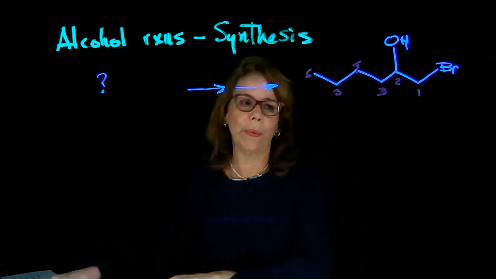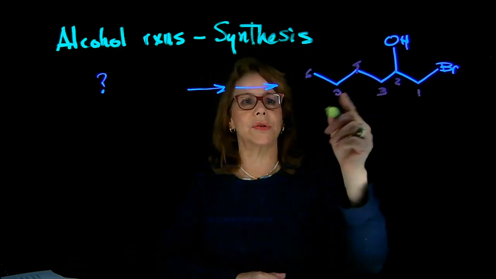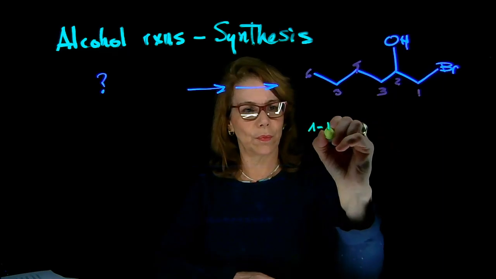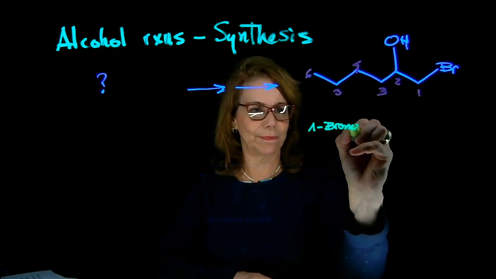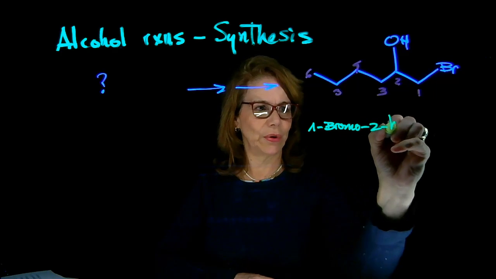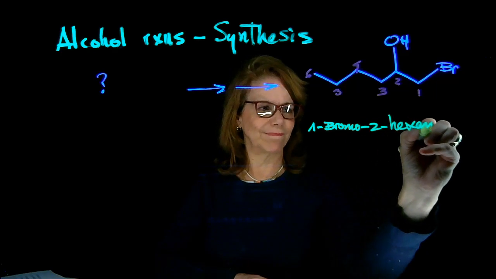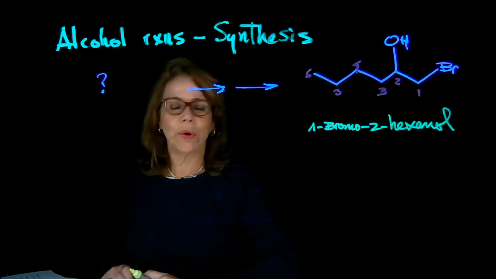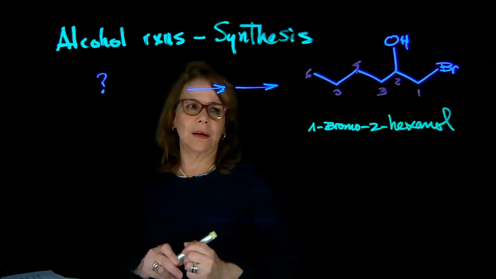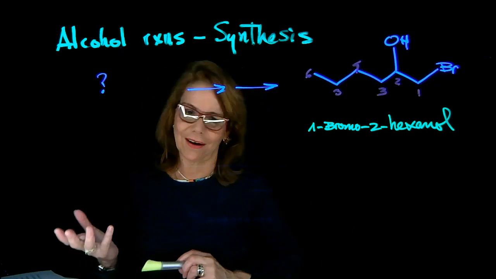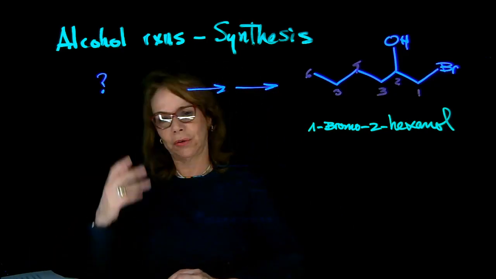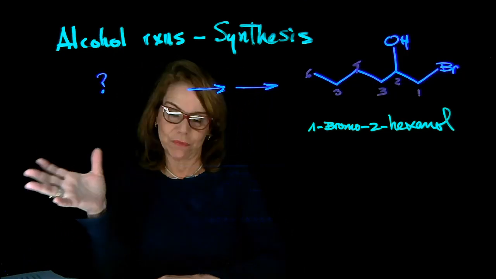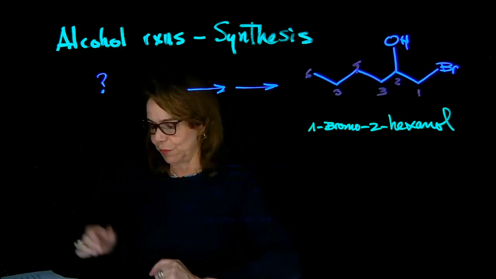So this compound is actually a 2-hexanol, but it's 1-bromo, that's the substituent, 2-hexanol. And now with that, say if we want to start with any size of molecule, well, the easiest way to do it is having the same number of carbons and then go from there.